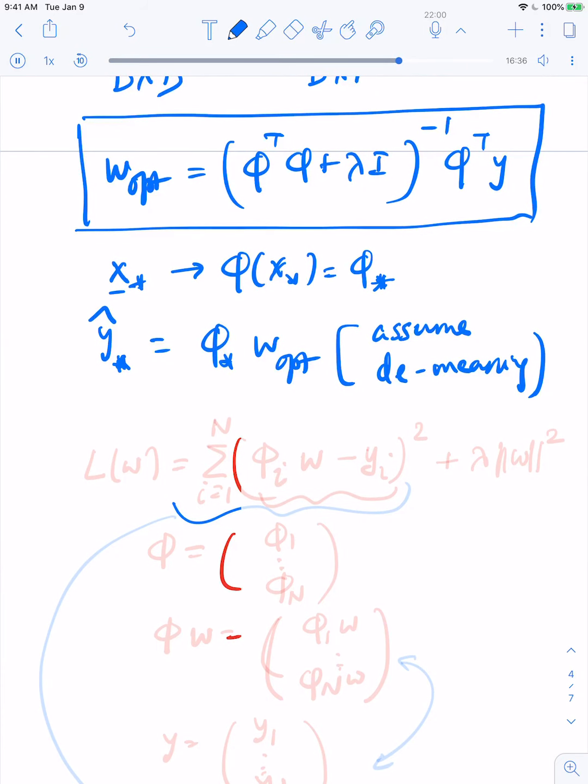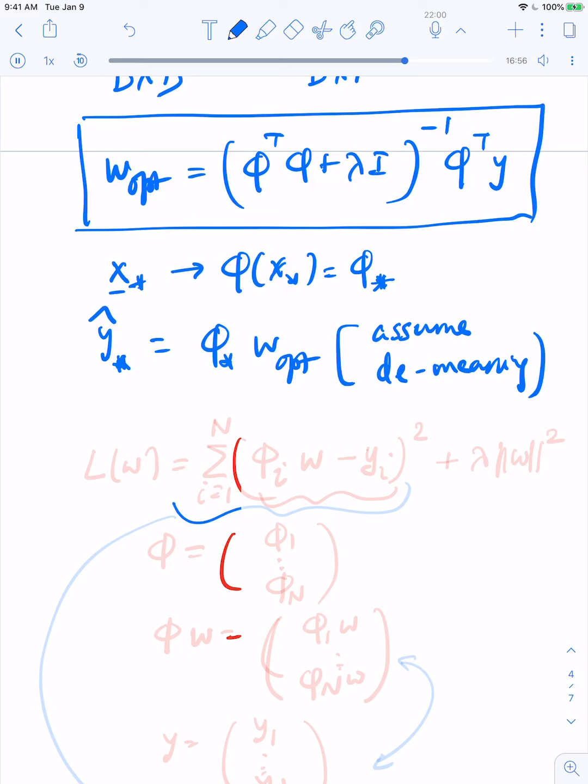One quick implementation note, in addition to the d-meaning, we often also normalize the individual components of the feature vectors to have the same variance across the training set. Otherwise, you might weight one too much compared to another, right? So that's again discussed in the handout.